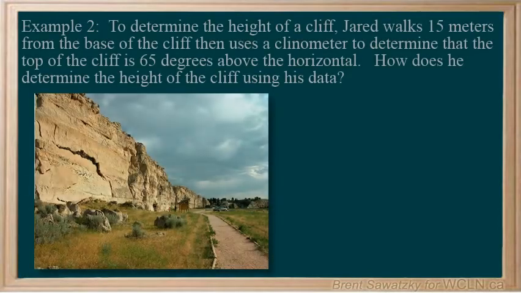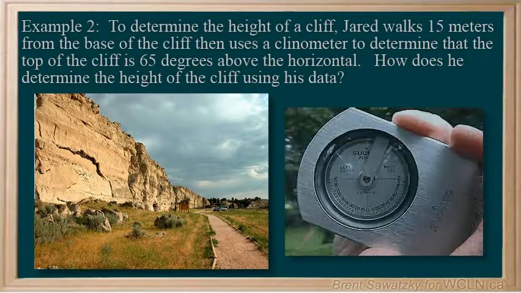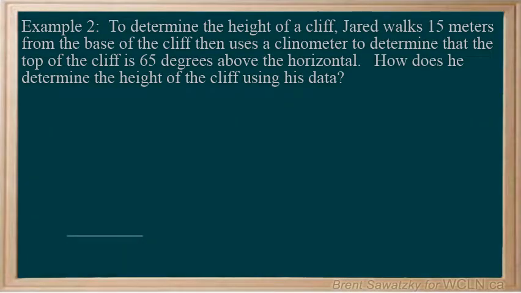Example 2. To determine the height of a cliff, Jared walks 15 meters from the base of the cliff and then uses a clinometer to determine that the top of the cliff is 65 degrees above the horizontal. How does he determine the height of the cliff using his data? So let's start with a sketch. We have the ground and the cliff, and then Jared's line of sight to the top of the cliff at 65 degrees above the horizontal.